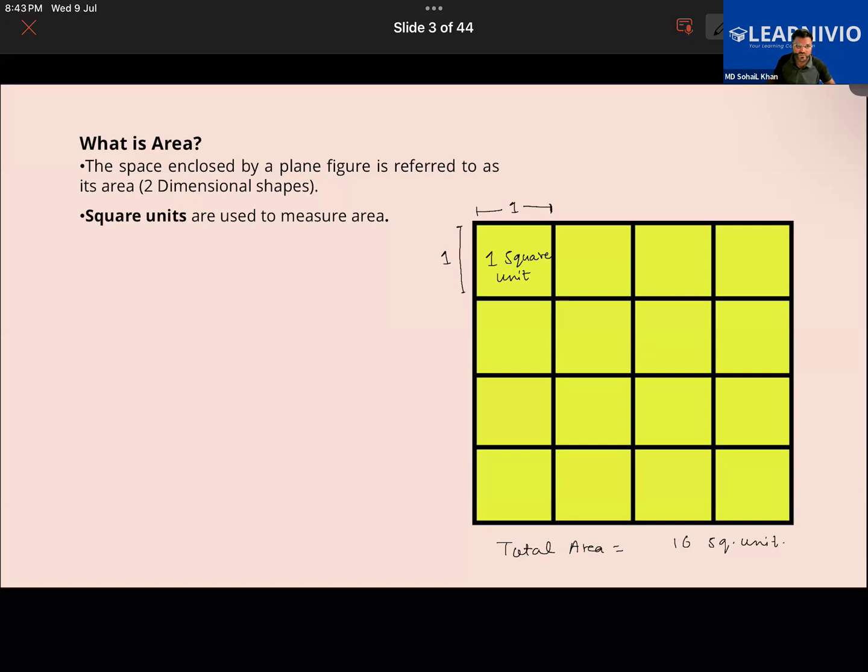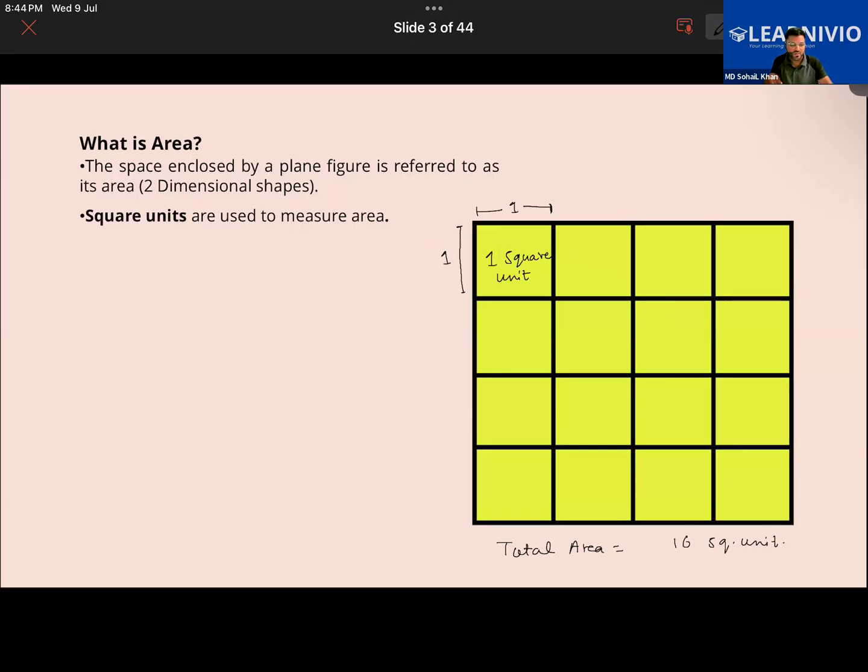Getting it? So area is basically telling you about the space enclosed by a plane figure. Plane figure here means a 2D figure. A 2D shape means a figure that only has length and breadth. Getting what I'm trying to say? A piece of sheet is a good example. It does not have any height. It only has length and breadth.